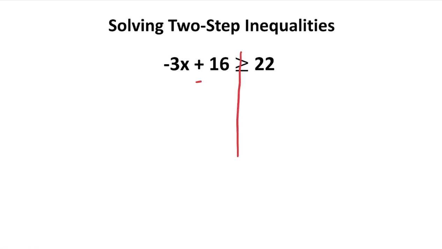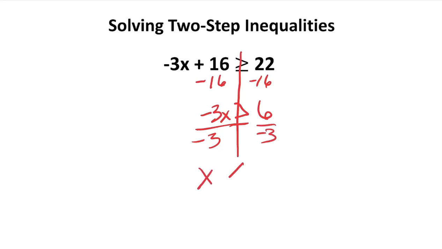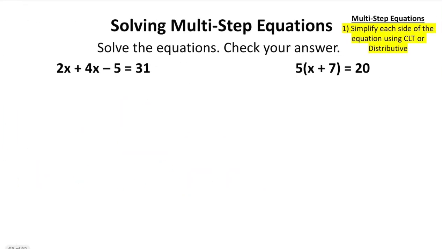This one, we do minus 16. Minus 16, you get negative 3x, greater than or equal to 6. Now we're dividing by negative 3 on both sides. Here's your rule. You have to flip the symbol around because we divided by negatives on both sides. See if you can figure these out real quick.